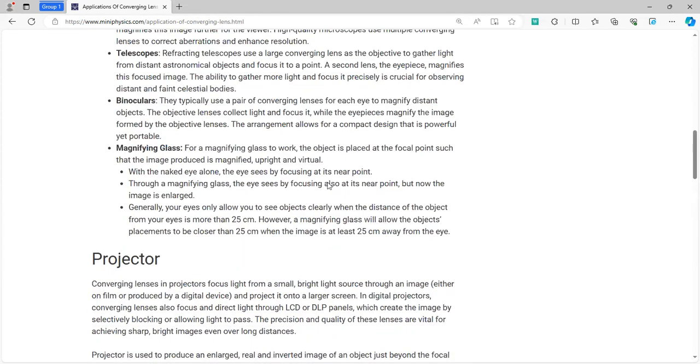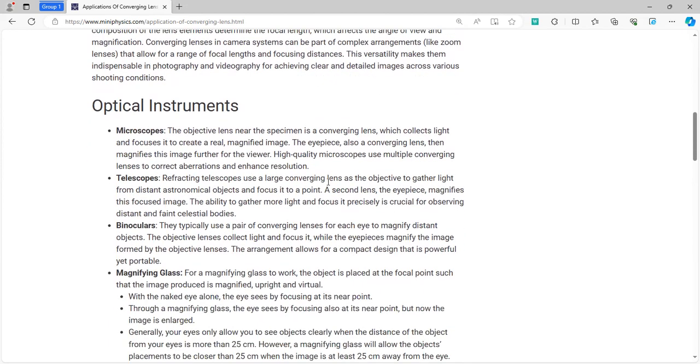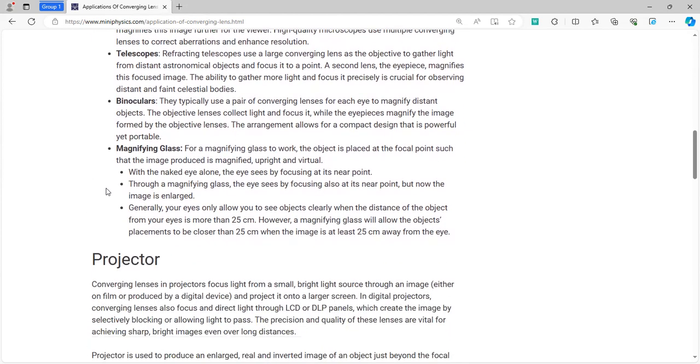Now, other uses of converging lens have been listed over here: a camera and several objects such as microscopes, telescopes, binoculars, especially these three, which come in the same category. We know that each of these three converge light rays, because with the help of microscopes or telescopes you can see extremely distant objects in space or extremely small microorganisms. So they help to converge the light rays and enhance resolution.